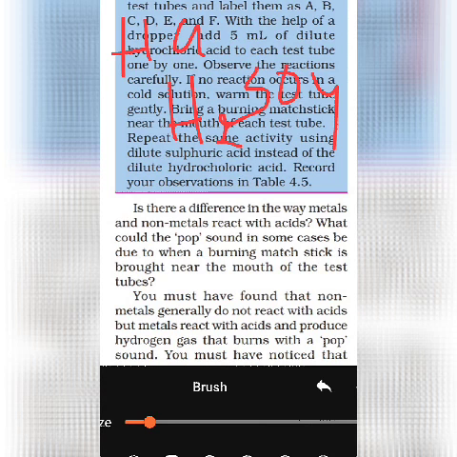What could the pop sound in some cases be due to? The burning matchstick. You must have found that non-metals generally do not react. This is important: non-metals do not react with acids, whereas metals react with acid. So metals react with acid, they form hydrogen gas. This hydrogen gas, which we read burns, can be tested by burning it. It will burn with a pop sound.